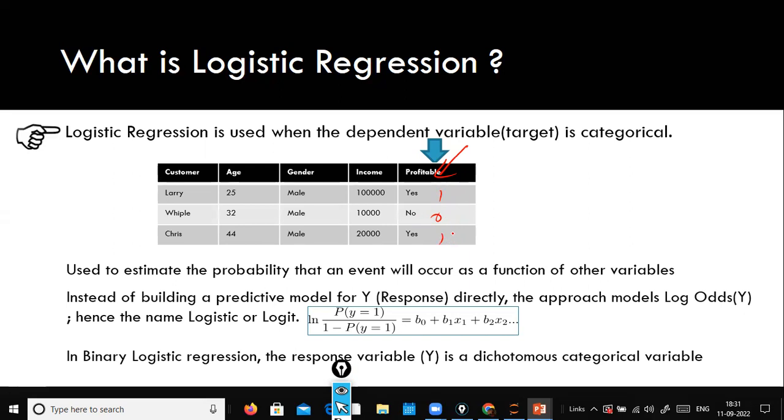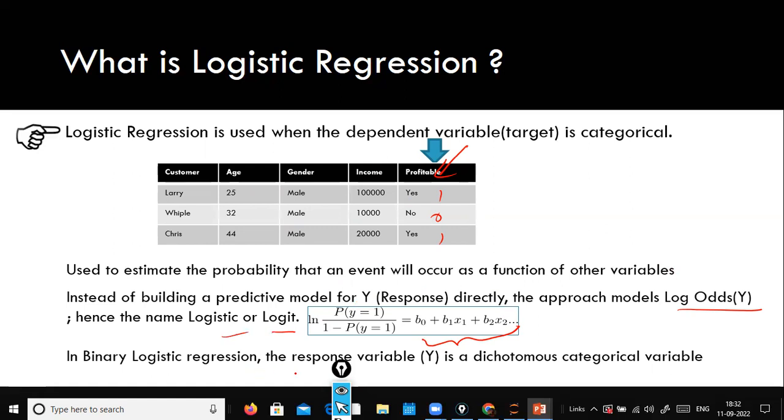The goal of this algorithm is to estimate the probability that an event will occur as a function of other variables, x1, x2, like customer age, gender, income. Instead of building a predictive model for y directly, as in the linear regression model where we predicted the housing price directly, in logistic regression you cannot predict the target variable profitable directly. You need to use an approach called log odds. That is the difference. Log odds, or logit, or logistic.